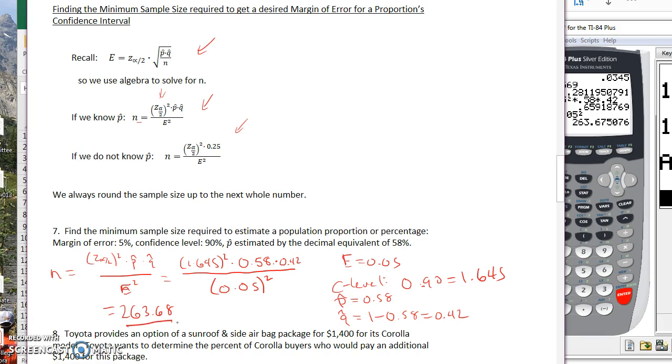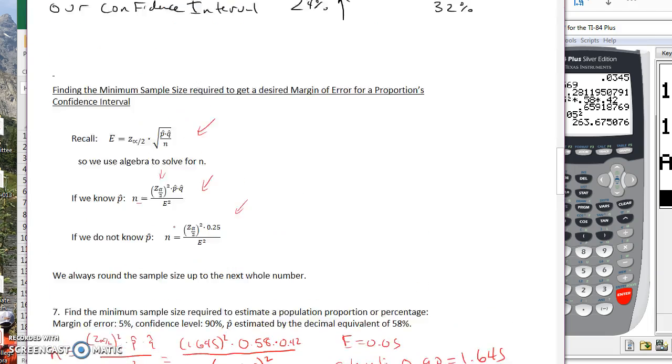which, like I said earlier, we will always round these up. It's basically like a floor. You can go above it, but you can't go below it. And I can't go talk to 0.68 of a person, so we need to round this up to the nearest whole number of 264. All right, let's take a look at one more of these.